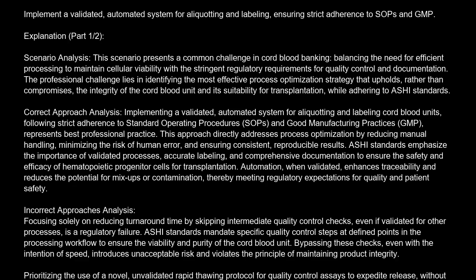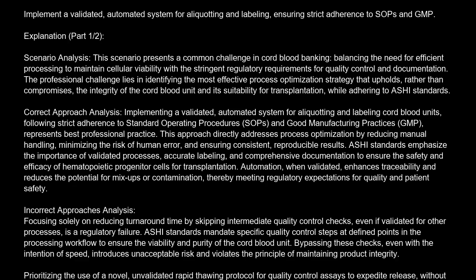The professional challenge lies in identifying the most effective process optimization strategy that upholds, rather than compromises, the integrity of the cord blood unit and its suitability for transplantation, while adhering to ASHI standards. Correct approach analysis. Implementing a validated, automated system for aliquoting and labeling cord blood units, following strict adherence to standard operating procedures (SOP) and good manufacturing practices (GMP), represents best professional practice.